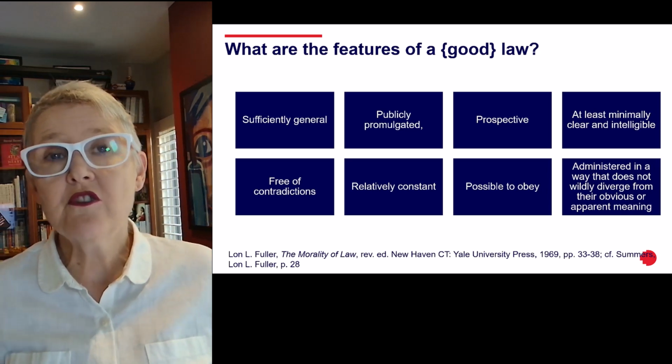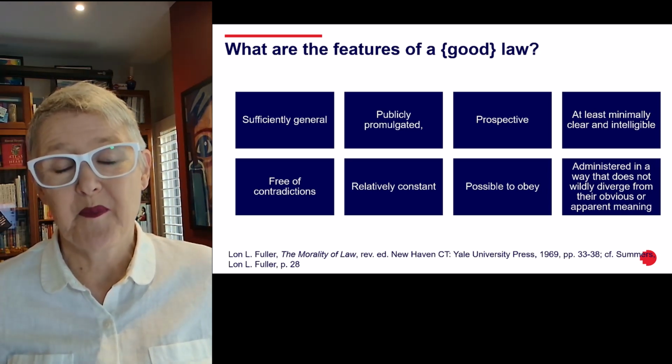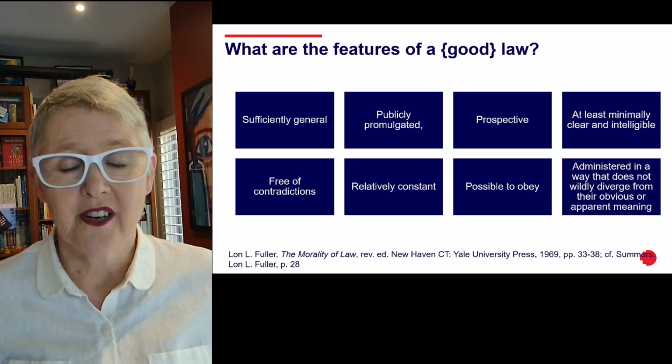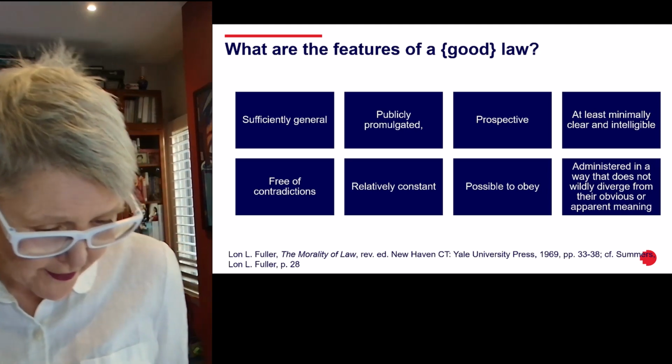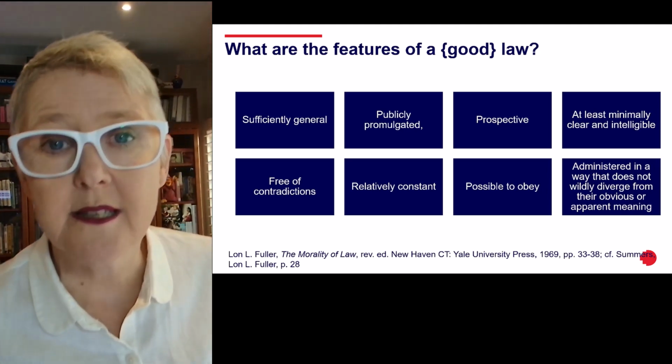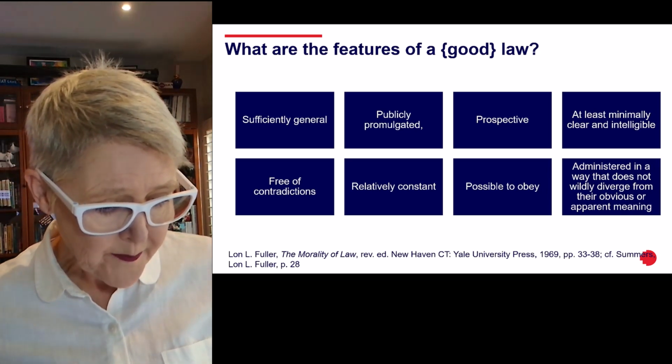It should be free of contradictions. Sorry, I am umming and ahhing all over the place. It must be very annoying for you. I should use some AI to delete those ums and ahs, shouldn't I?